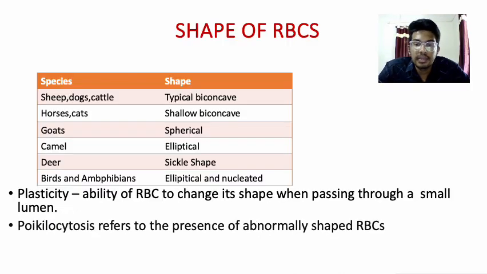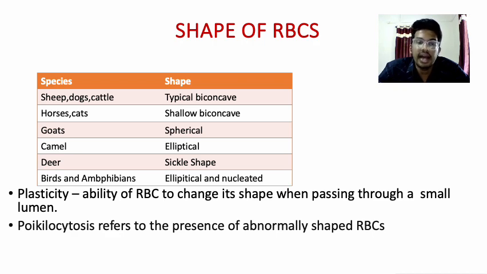Next feature of RBC is the shape. You can see that sheep, dog, cattle are having typical biconcave shape. Horses and cats are having a shallow biconcave. Goats are having a spherical. Camel are having elliptical. Deer, sickle shape. I think the deer RBCs are also called the drepanocytes. In case of birds and amphibians, they are elliptical and nucleated.